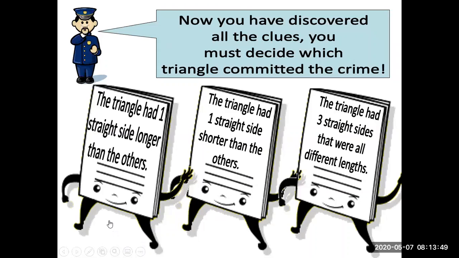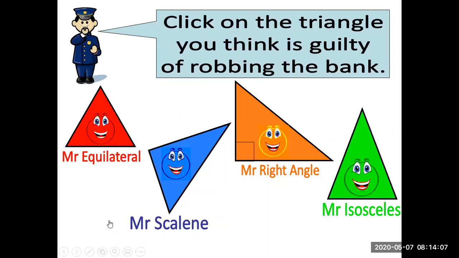Again, we've gathered all the clues and all the evidence, and we head to court for the Chief Judge to declare the criminal guilty. Click on the triangle you think is guilty of robbing the bank. Is it Mr. Equilateral? Will it be Mr. Scalene? Or yet again Mr. Right Angle? Or smiley Mr. Isosceles? Let's find out now.